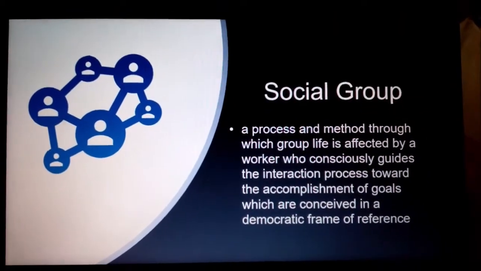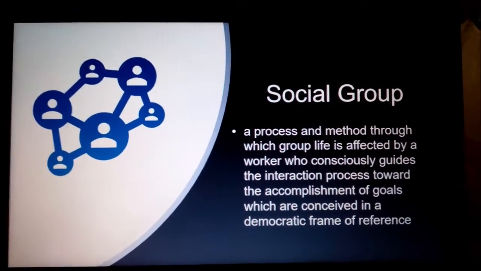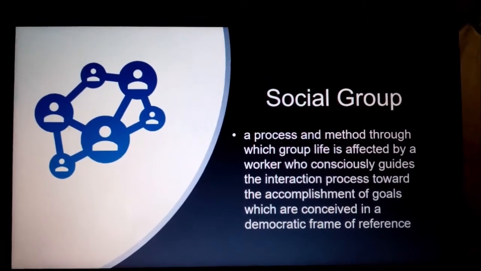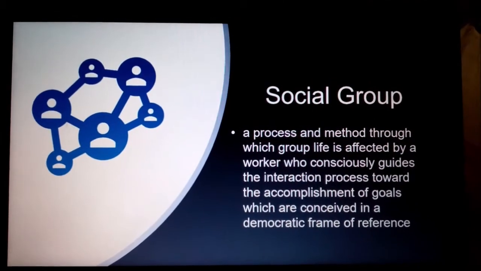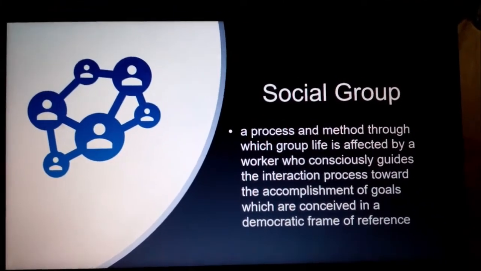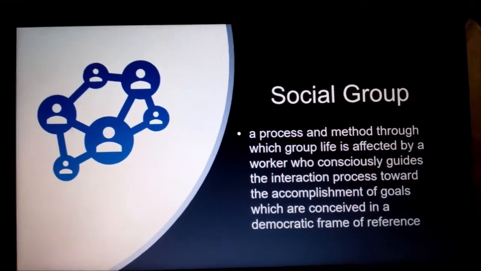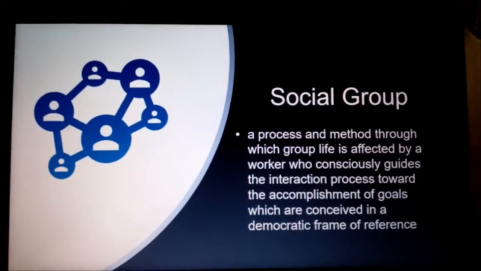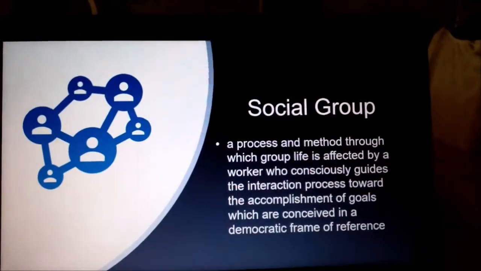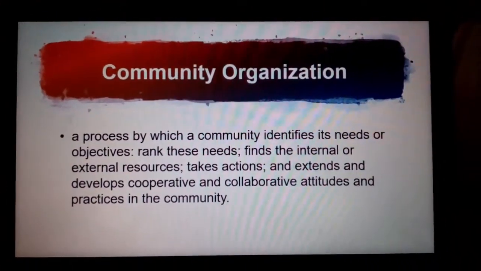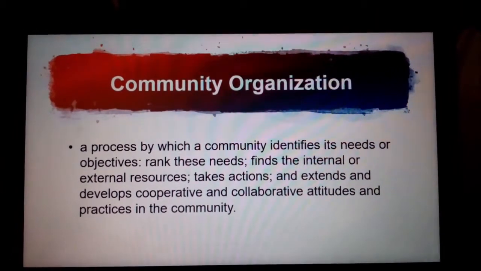Next, social group. When you know social group, from the word itself, it is a process and method through which group life is affected by a worker who consciously guides the interaction process toward the accomplishment of goals which are conceived in a democratic frame of reference. So, meron tayong kinabibilangang social group. According to social workers, meron tayo ditong community organization.